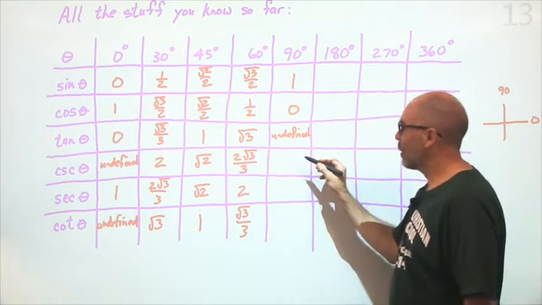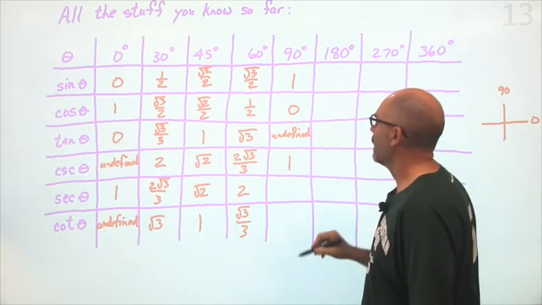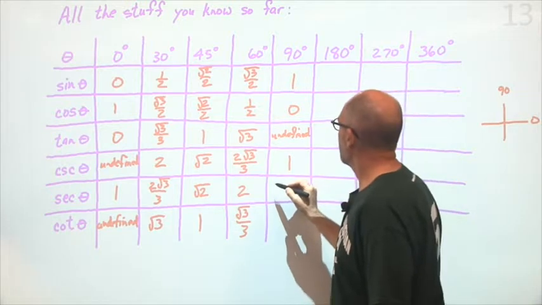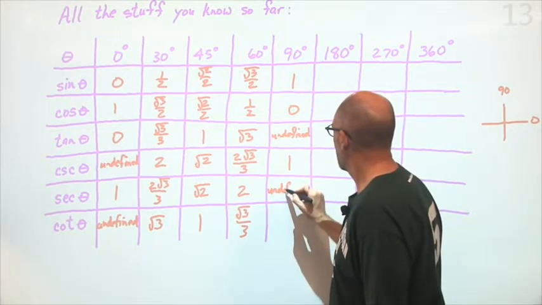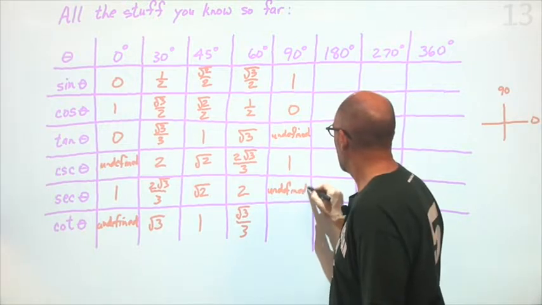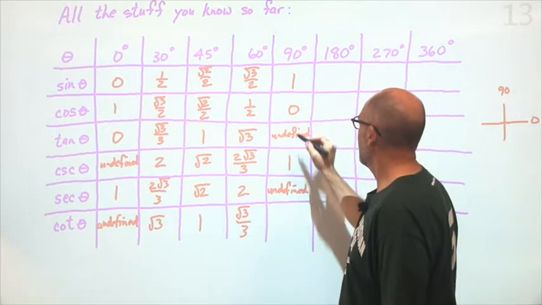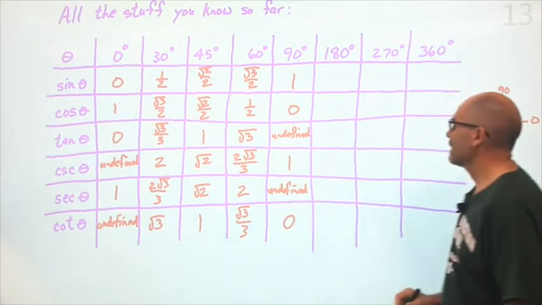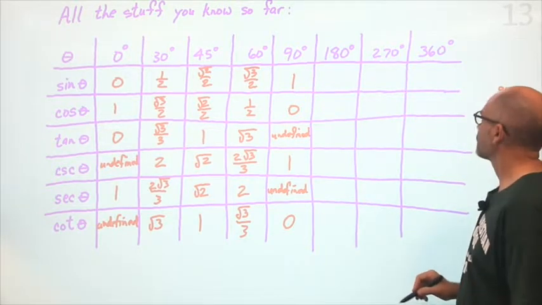Then cosecant, we just reciprocate the sine, you have 1. The secant, you're reciprocating 0, so this is undefined. And then cotangent, we're reciprocating undefined, which is 0. Or basically x over y is 0 over 1.